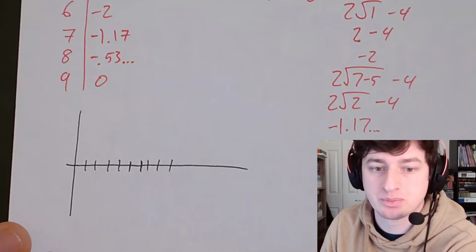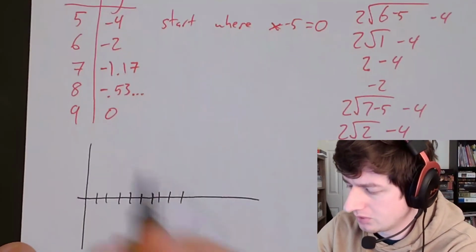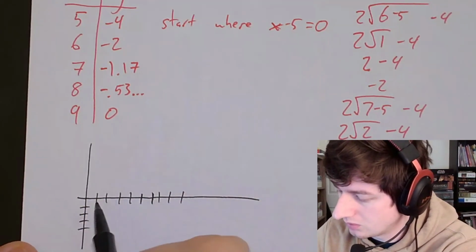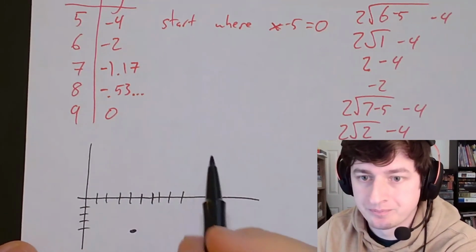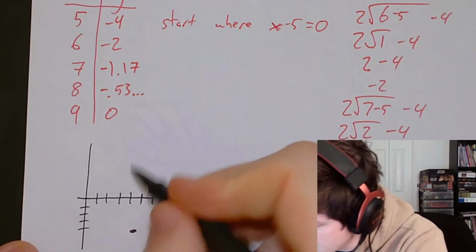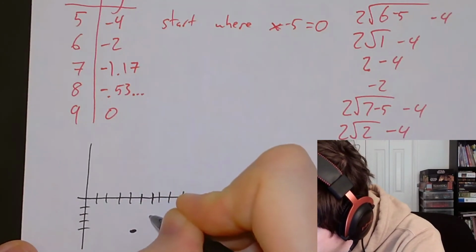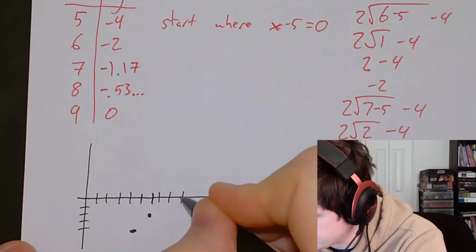Okay, so then I plot the points, which were these. So 5 comma negative 4. 1, 2, 3, 4. There's a point. 1, 2, 3, 4, 5. Negative 4. 6 and then negative 2. And then 9 and 0, which was this point.